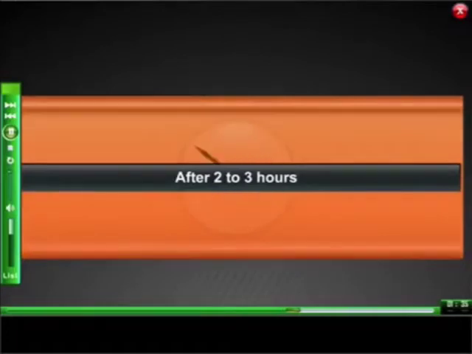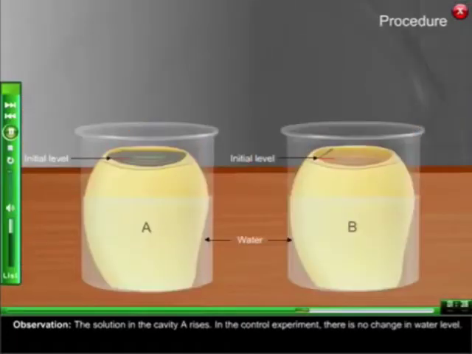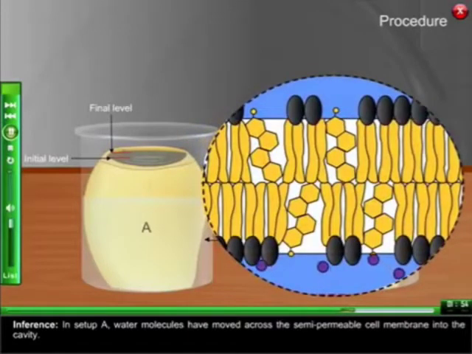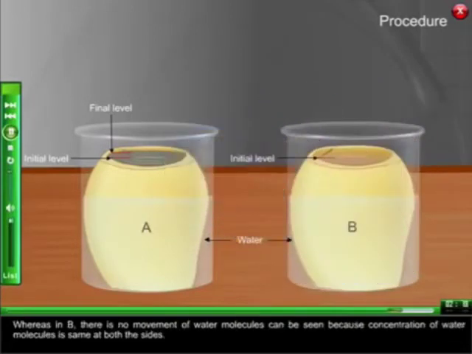After 2 to 3 hours, observation: the solution in the cavity A rises. In the control experiment, there is no change in water level. Inference: in setup A, water molecules have moved across the semi-permeable cell membrane into the cavity. Whereas in B, there is no movement of water molecules can be seen because concentration of water molecules is same at both the sides.